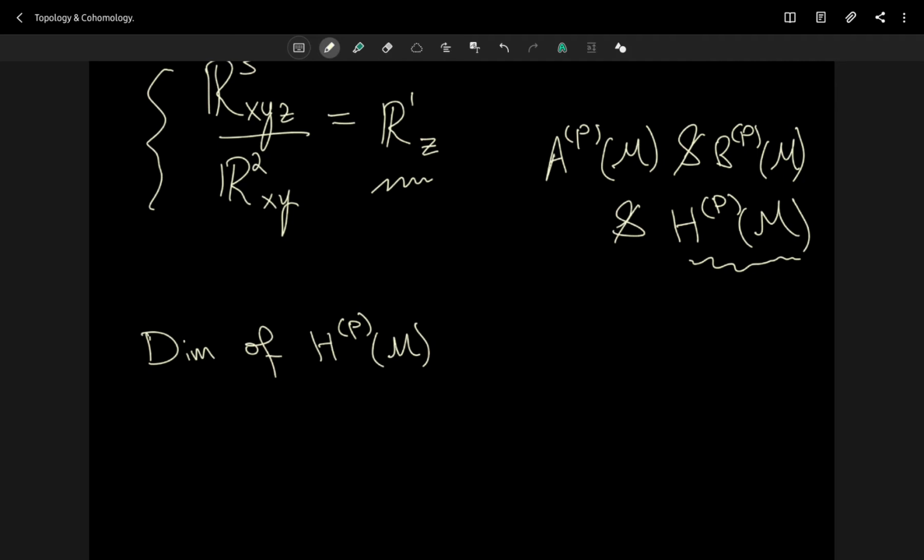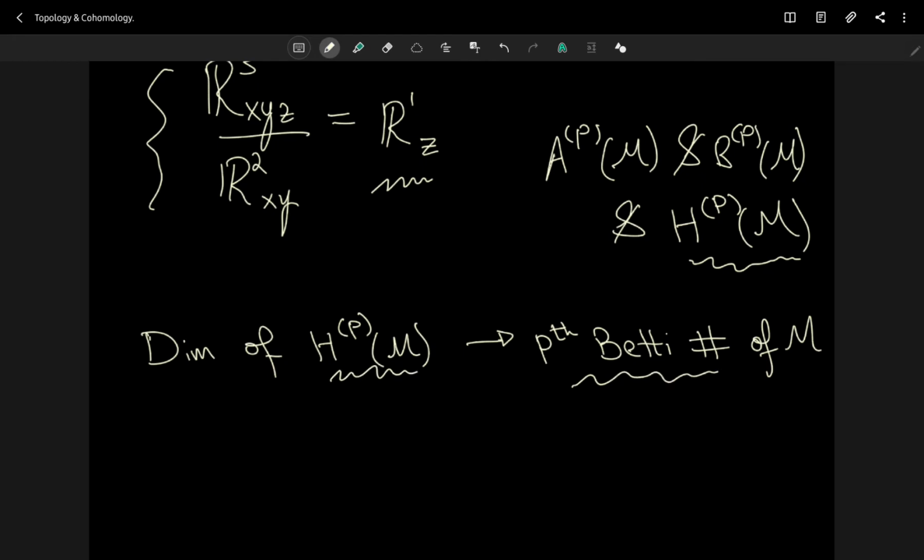They are called the P-th Betti numbers, right? Betti number of what? Of your manifold M. And this P-th Betti number, the dimension of your P-th cohomology, is a useful characteristic of your M.